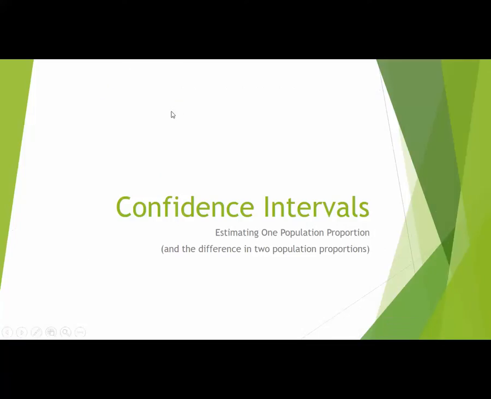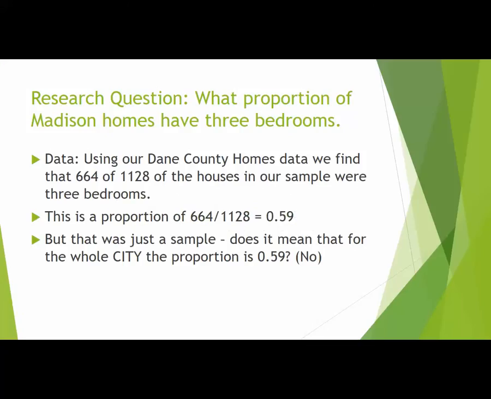Okay, so now we're going to talk about confidence intervals. We're going to apply our theory of the sampling distribution to do some inference. Confidence intervals are used to estimate one population proportion and also the difference in two population proportions.